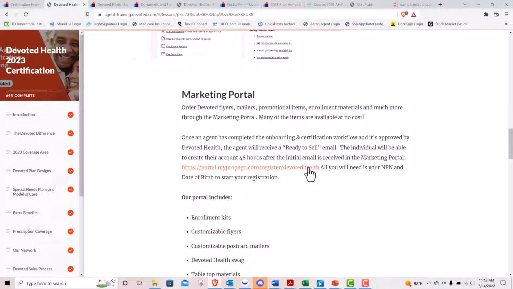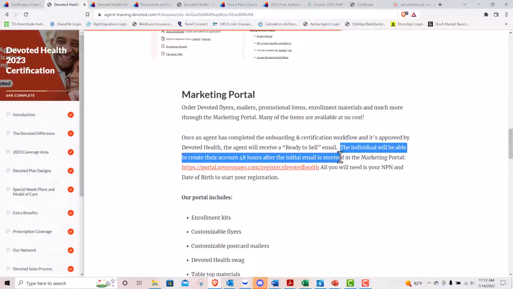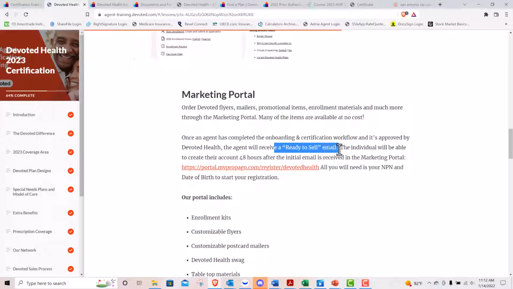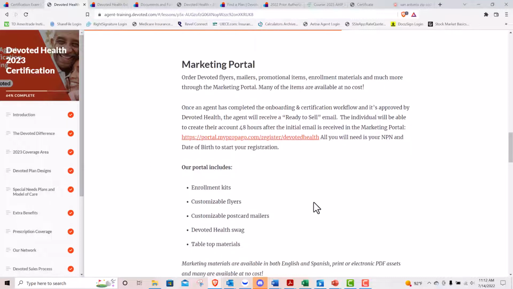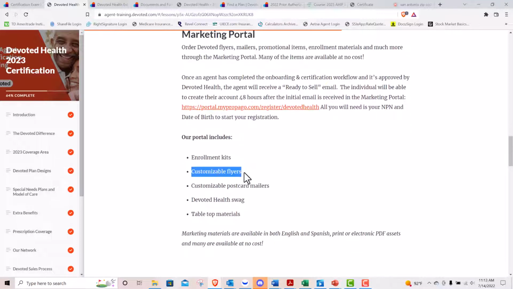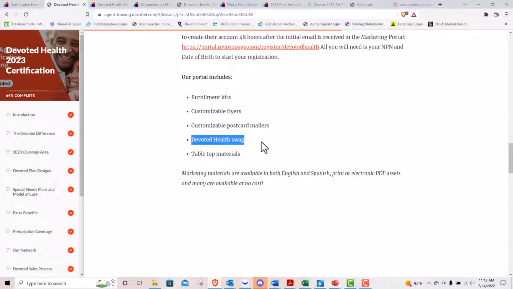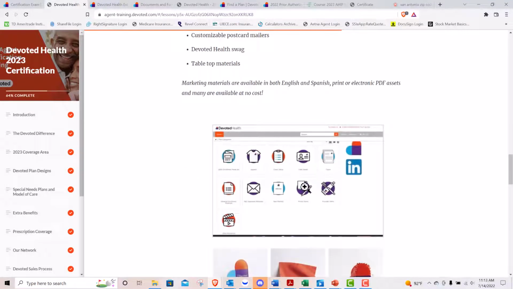Marketing portal. Okay, wait. So 48 hours after we get the ready to sell email, then we will get a registration code to do this. Until then, I guess not. Customizable flyers, that's nice. Customizable postcard, that's nice. Swag is nice. Of course, if they paid for it, that'd be even nicer, but you know, probably just buy it. This is pretty cool.